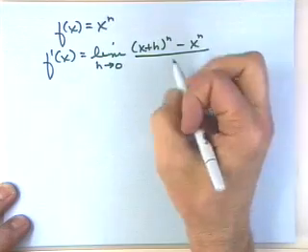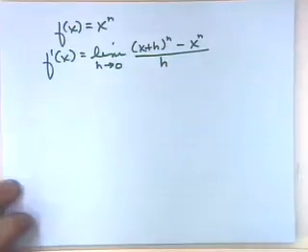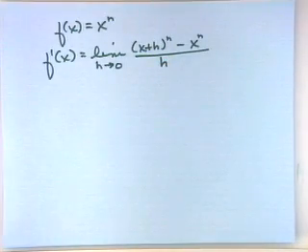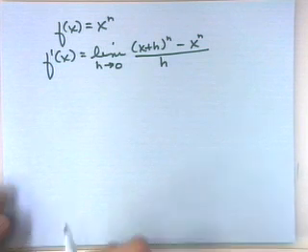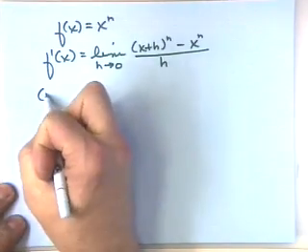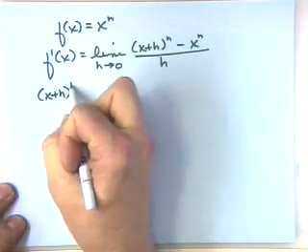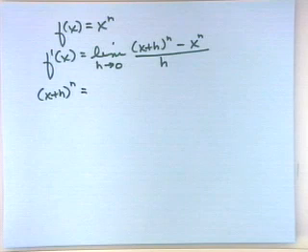By definition, the derivative is the limit of x plus h to the n minus x to the n, all over h, as h approaches 0. So what we need is x plus h to the n. I said we'd come back to this. Here we are. All right, let's go with it.